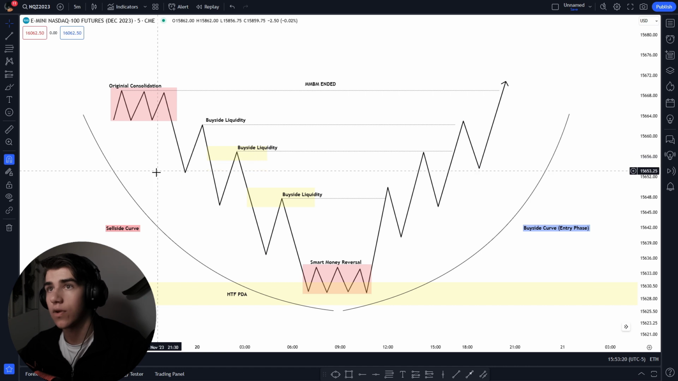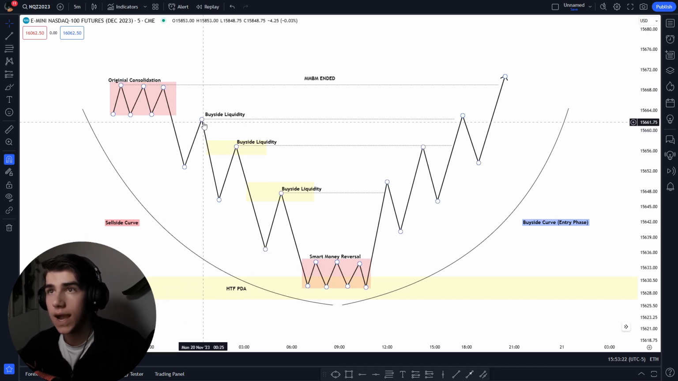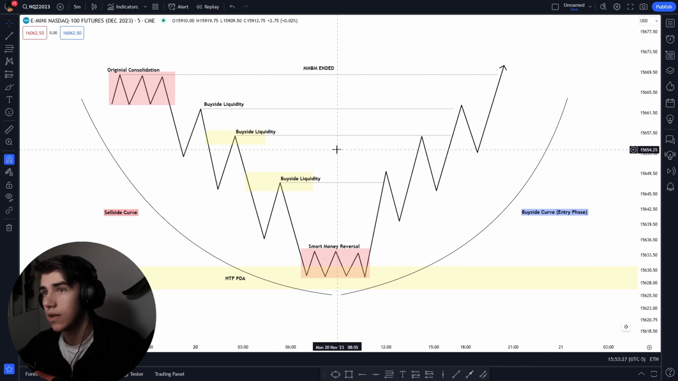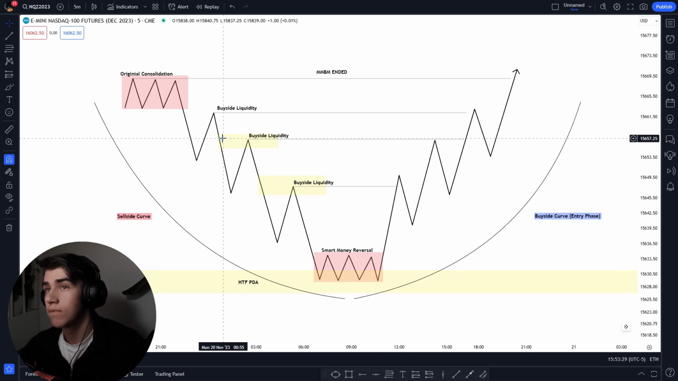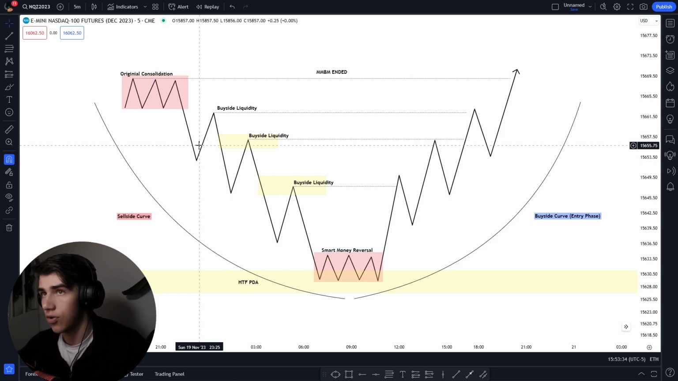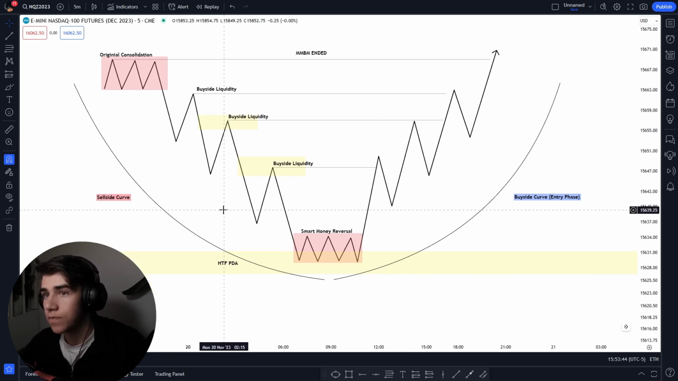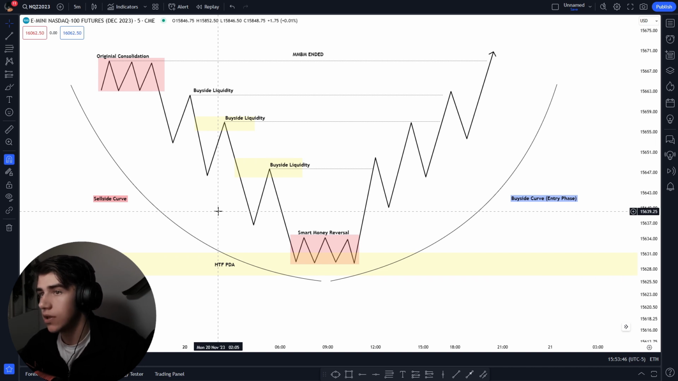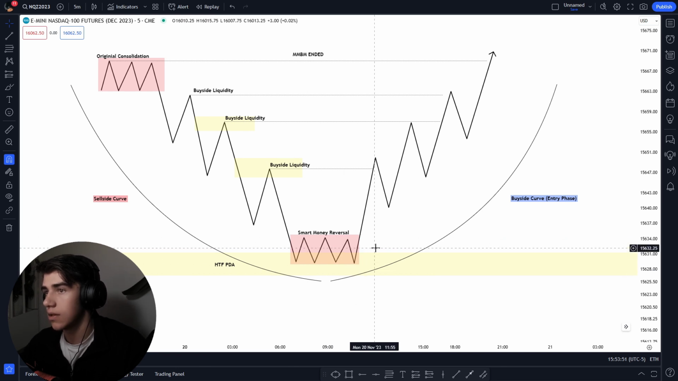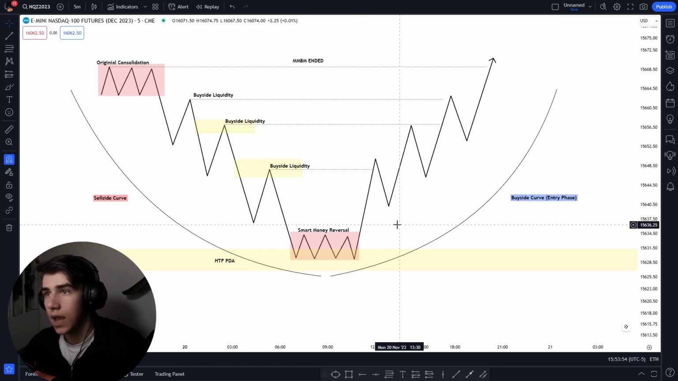Let's start with the sell side curve. As you can see, the highs are not taking out the highs, therefore creating buy side liquidity, and respecting bearish P arrays. That is when you know this is a sell side curve. We are starting a potential market maker buy model because we are creating buy side liquidity, respecting bearish P arrays. But we don't actually know that this is a market maker buy model until smart money reversal has happened. So how does that happen?